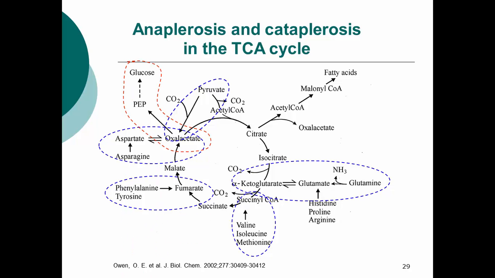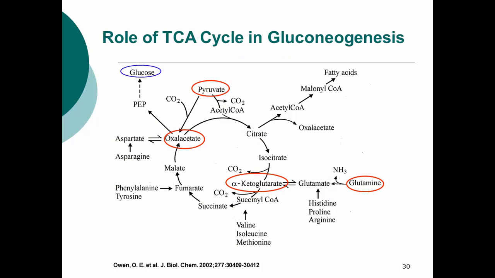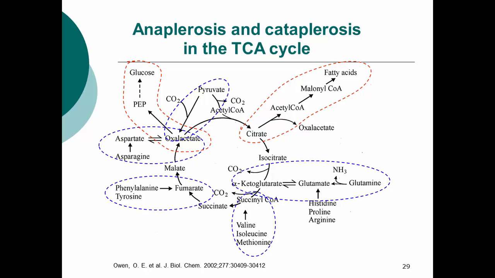And cataplerosis, these two highlighted in red are considered cataplerosis, right? Because you see the citrate leaves the TCA cycle and is converted to fatty acids. And oxaloacetate also leaves the TCA cycle and enters the gluconeogenesis pathway, right?